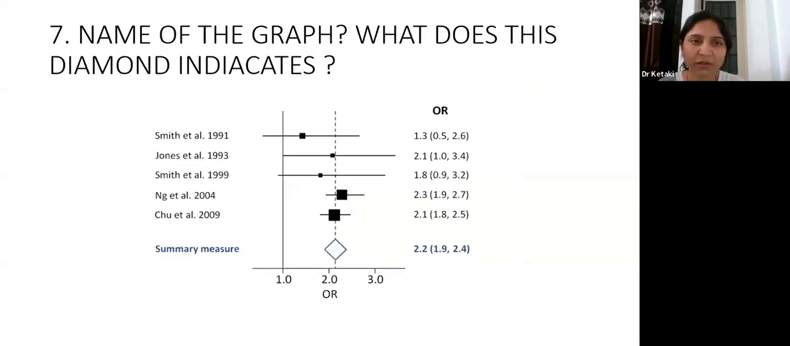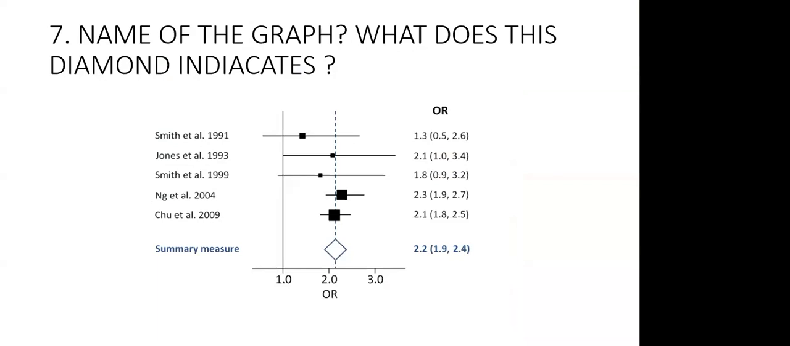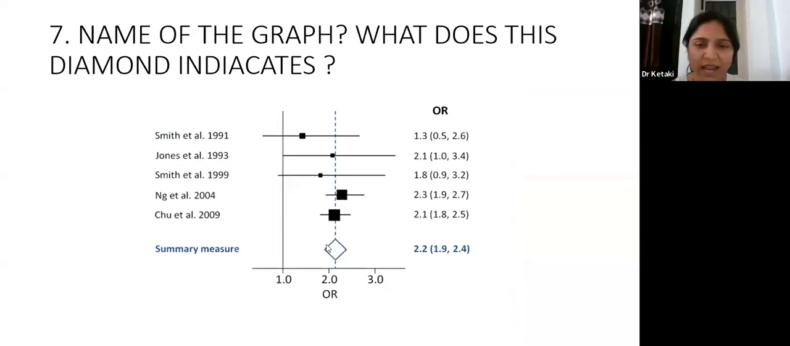Can you tell me the name of this graph and what this diamond shape down in blue color indicates? Forest plot is the answer for the name of the graph, as per the students. And this diamond, what does it tell you?